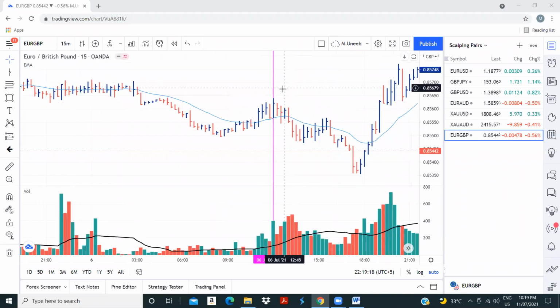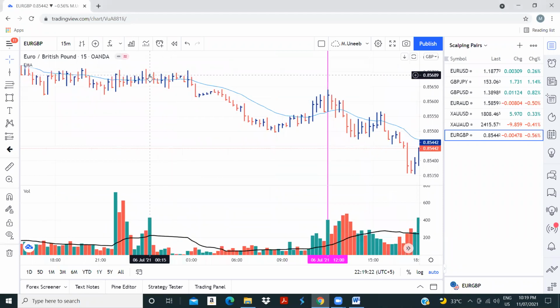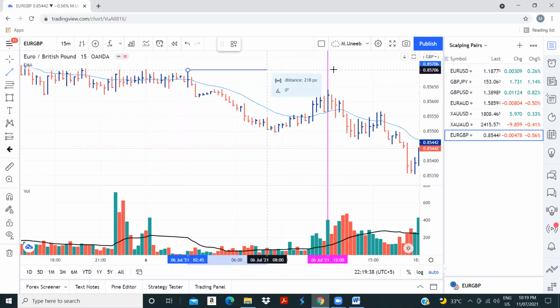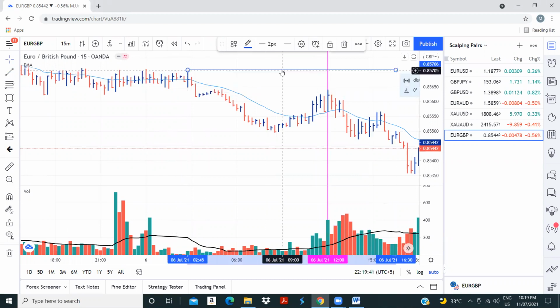So what do we see here? First of all, what did I say? Mark the Asian high and Asian low. Asian high should be after 2 o'clock, somewhere here, right over here. So I will definitely mark the Asian high from here, because after 2 o'clock we will see the Asian session. So somewhere over here is the Asian high, right?